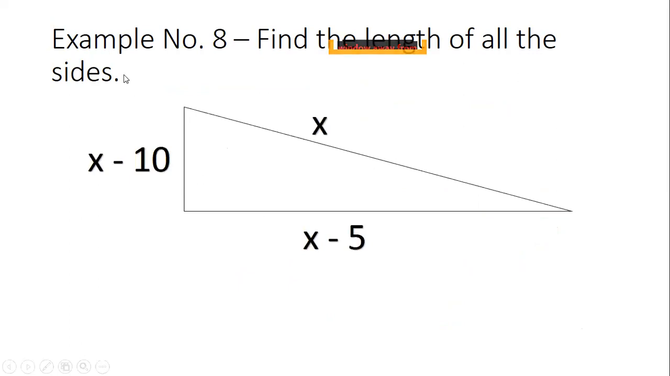Okay, we're going to use example number 8. So find the length of all the sides. The procedure here is similar to example number 7. The only difference is that the hypotenuse is x, x minus 5 is one leg, and x minus 10 is the other leg. So same procedure as the previous example.